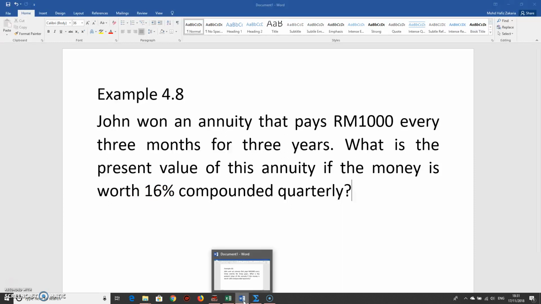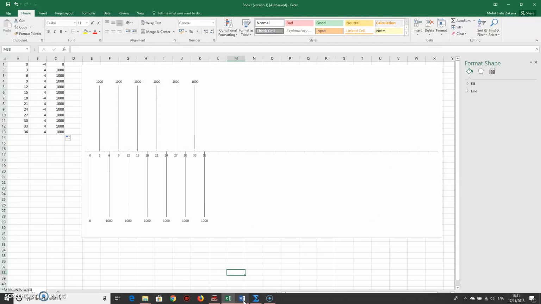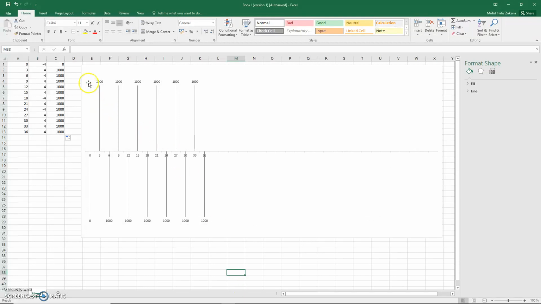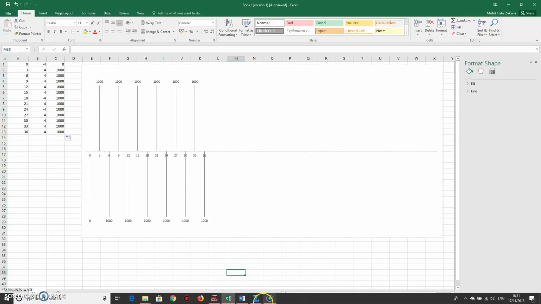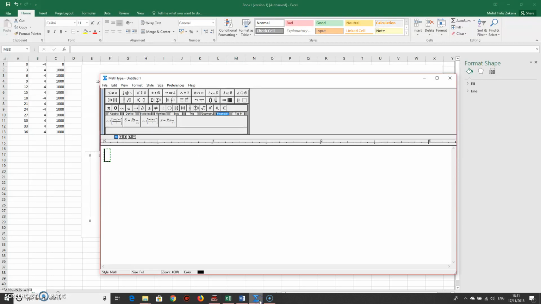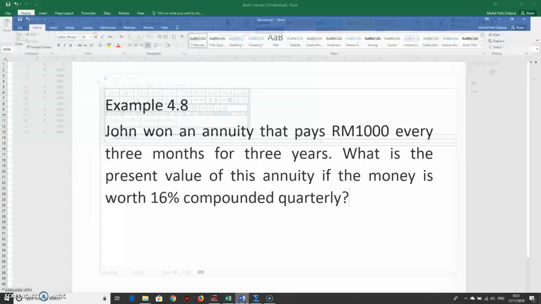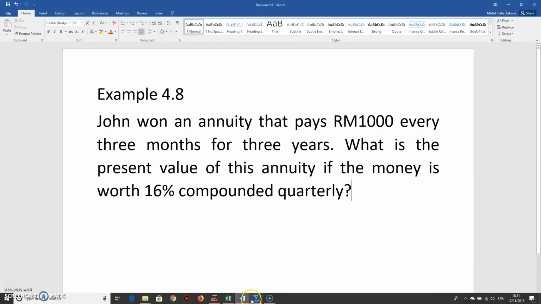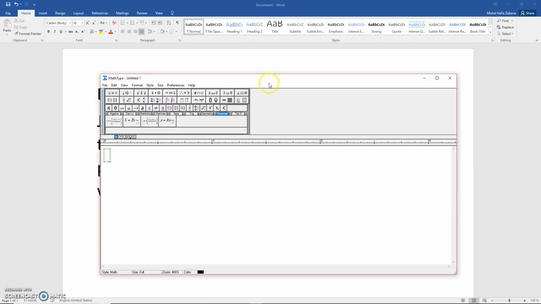Before we go about the value of the money, this is actually the big picture of what John gets. So per 3 months, 1,000, 1,000, 1,000 until the end of the 3rd year. Alright. So basically, what is actually the amount of money that John won, right? If we just want to calculate directly, yes, we'll say 12,000, but then that is after 3 years. What if we want to calculate now?